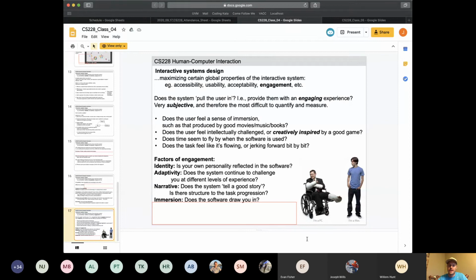Okay. So the next area we're going to talk about is engagement. So, is it an engaging experience? Does it pull the user in?